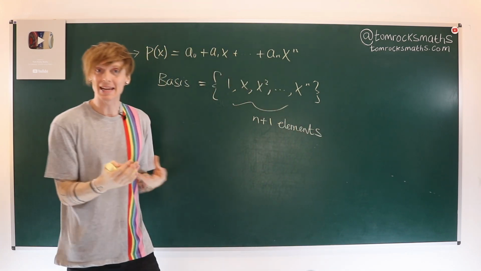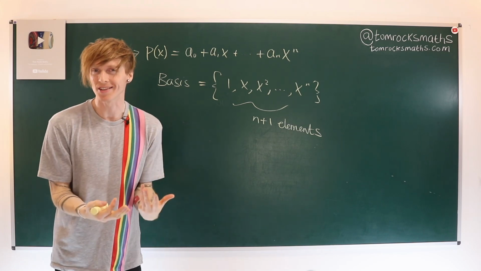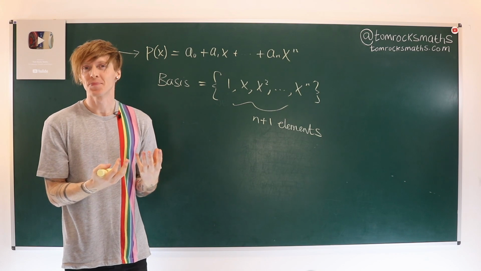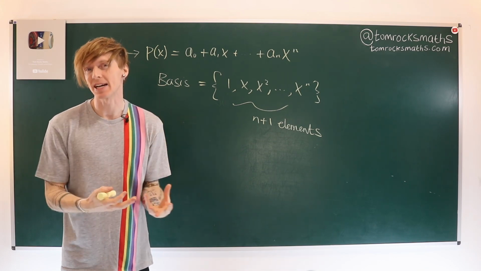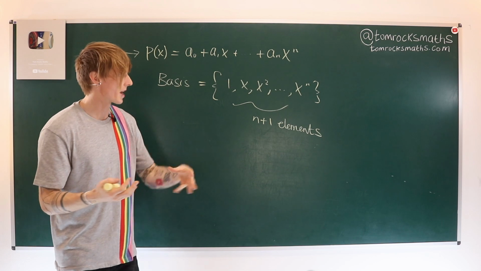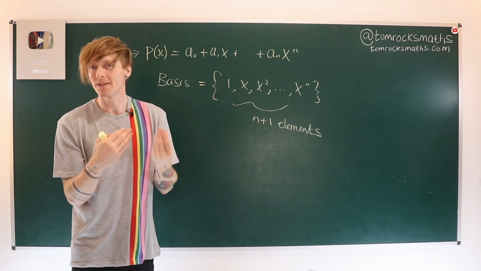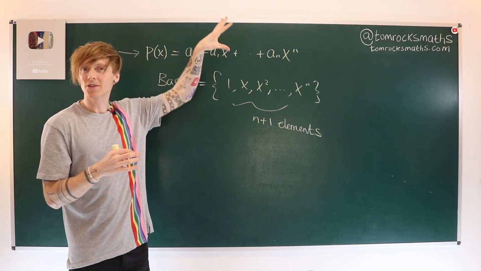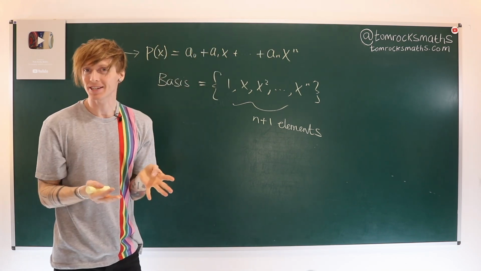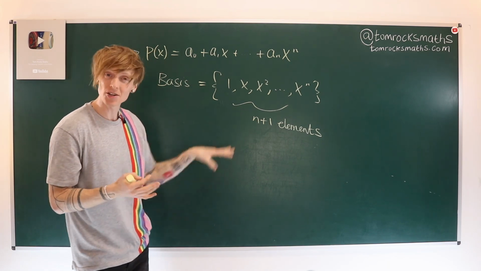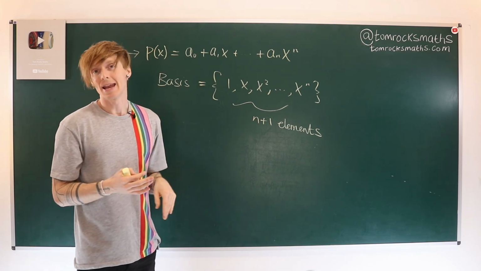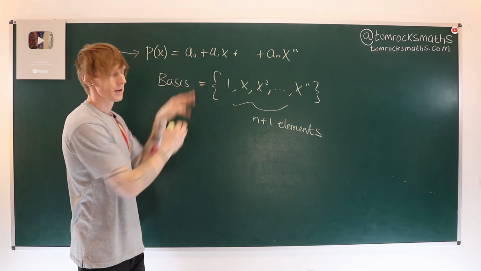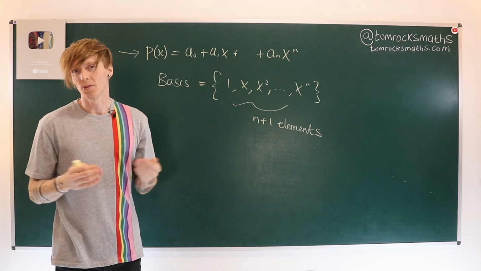Now, as I said at the beginning, one of our motivations for studying the basis of a vector space is that it gives a way to represent the size of that vector space, and we do that by counting the number of elements in the basis. So polynomials up to degree n form a vector space, and we say that it has dimension n plus 1, because there are n plus 1 elements in the standard basis for that vector space.